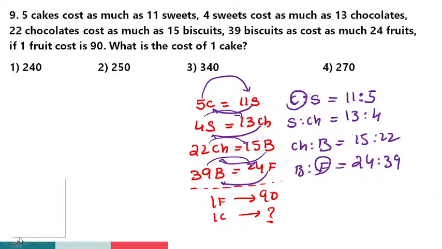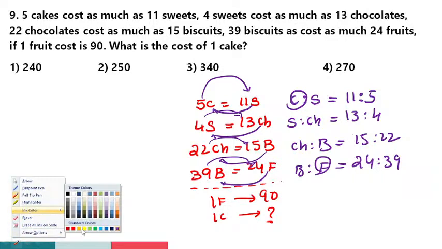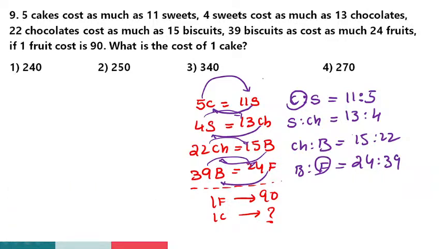To find the values of the first and the last, we are using the compound ratio, guys. 11 is to 5 can be written as 11 by 5, 13 by 4, 15 by 22 and 24 by 39. Let me calculate, guys.